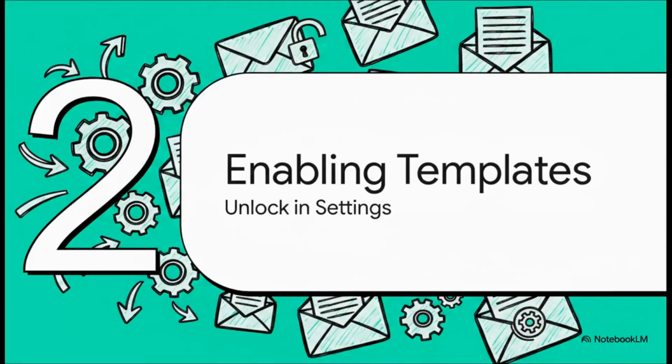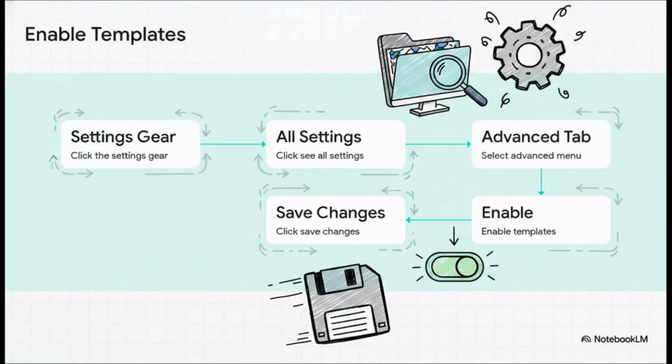Section 2, enabling Gmail templates, unlocking the feature in settings. All right, let me walk you through the actual clicks to enable this feature inside your Gmail interface because it's a little bit hidden. First, look up to the top right corner of your screen and click that settings gear icon. From the menu that pops out, click the button that says See All Settings.